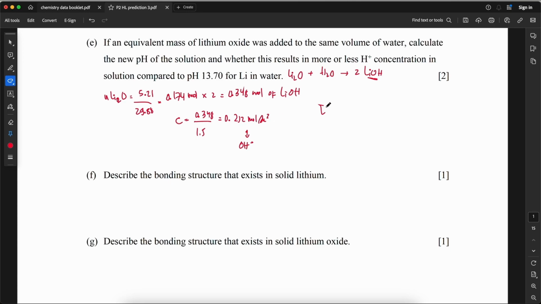So now we can find the concentration of H+ as 1 times 10 to the power negative 14 divided by this concentration. The concentration of H+ is 4.35 times 10 to the power negative 14. So the pH will be negative log of 4.35 times 10 to the power negative 14. That would be 13.36. This is the new pH when you add the same amount of lithium oxide, which is 5.20 gram, to the same volume of water, which is 1.5 decimeter cube.